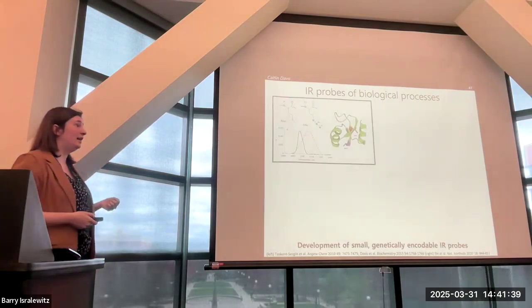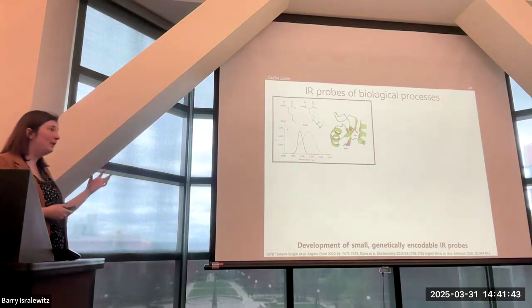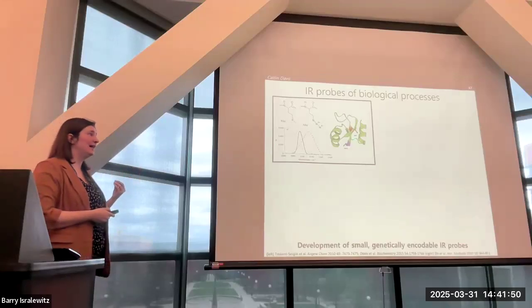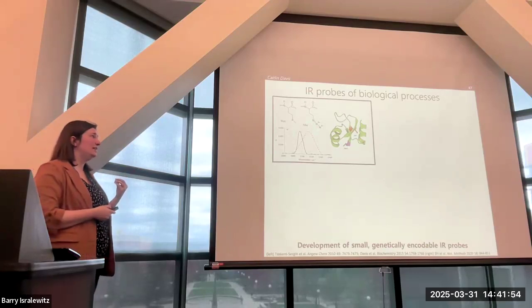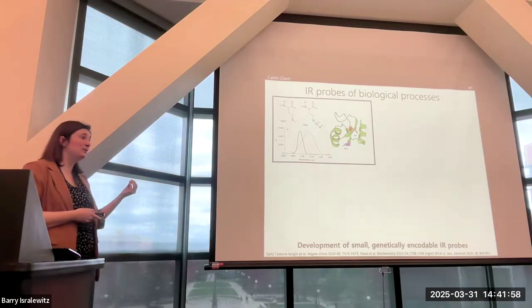So some of the ones that were developed in my grad work: we use azidohomoalanine, which is a methionine analog developed by Carolyn Bertozzi to track protein folding. That azide is sensitive to its environment and it will change its position in the folded and unfolded state. So we can use that to track folding of a protein.